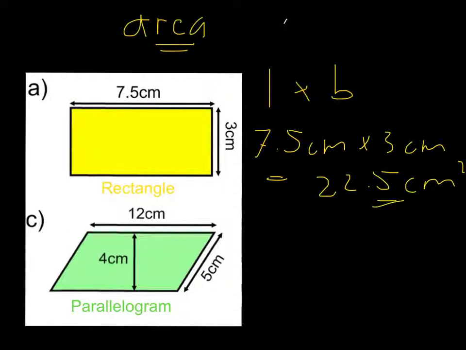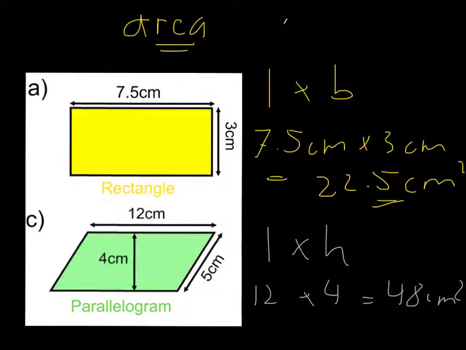The area of a parallelogram is quite similar, but we have the length still given, which is this, but we don't use the actual breadth, we use the height instead. So with the actual parallelogram, it's length times height. In this case, 12 times 4 centimeters, and that would be 48 centimeters. Just remember, for a parallelogram, we don't use breadth, we use height instead. So length times breadth for rectangle, length times height for parallelogram.